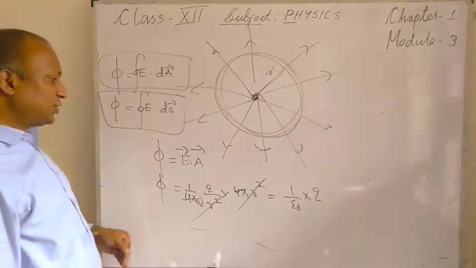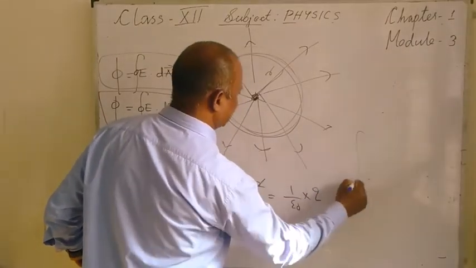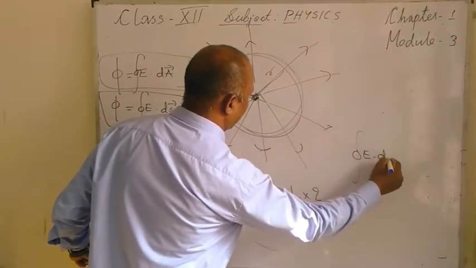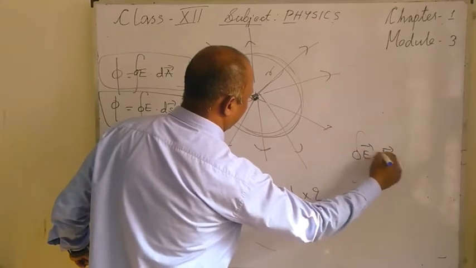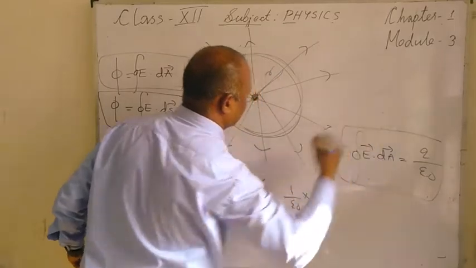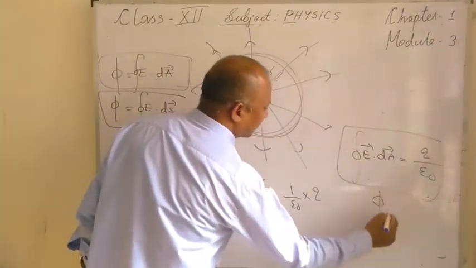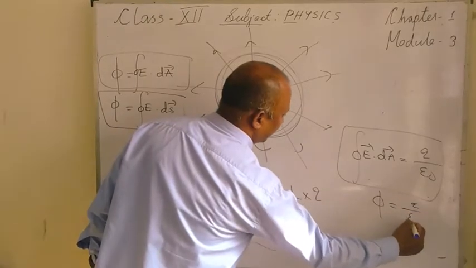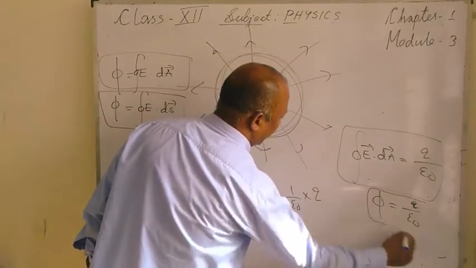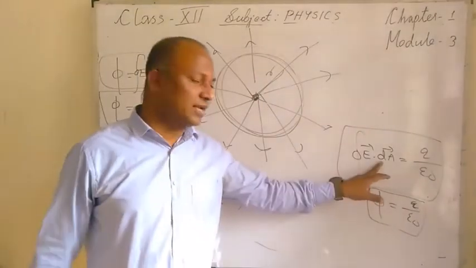This is actually the standard form of Gauss law: the flux passing through a given surface is equal to Q upon epsilon naught. This is the full version of Gauss law. But in short, we can write it like this: flux is equal to Q upon epsilon naught. That's the short form of Gauss law. The flux passing through, so this is another formula for flux.